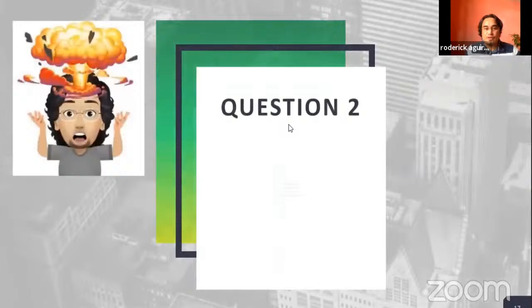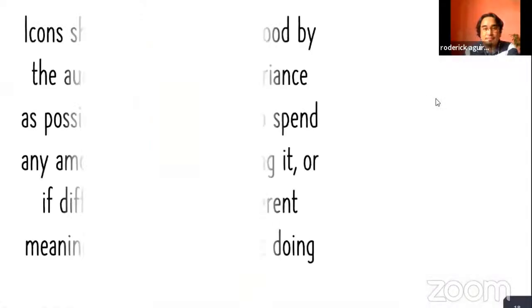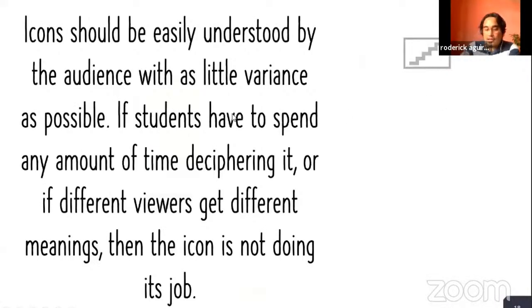Next, we have question number 2. How do icons work in the teaching and learning process? Okay, question number 2 na po tayo. Explain, ito po yung answer natin. Icons should be easily understood by the audience or our students with as little variance as possible. So, ibig sabihin, dapat direct agad ang message. Hindi daw maganda yung icon na pag tinignan, nag-iisip ka pa ng malalim. Ano yung ibig sabihin yan?